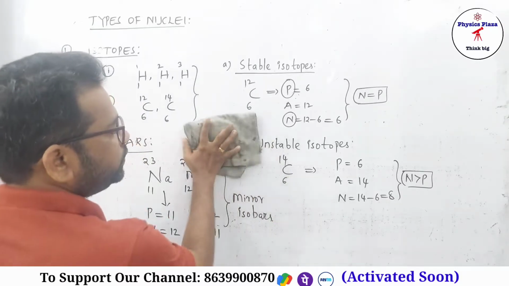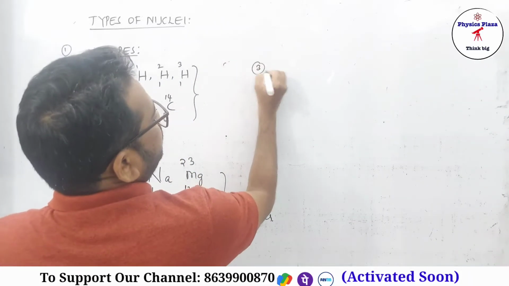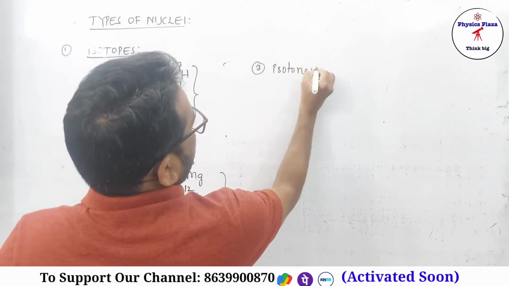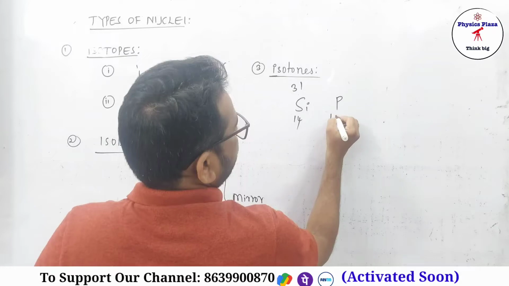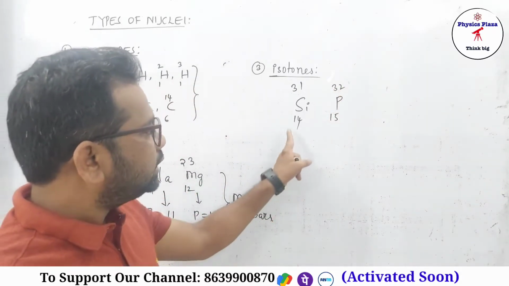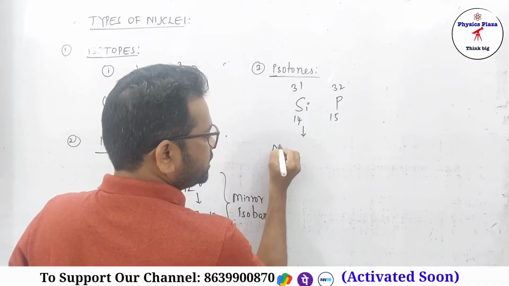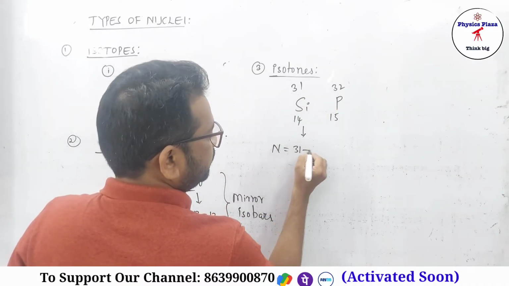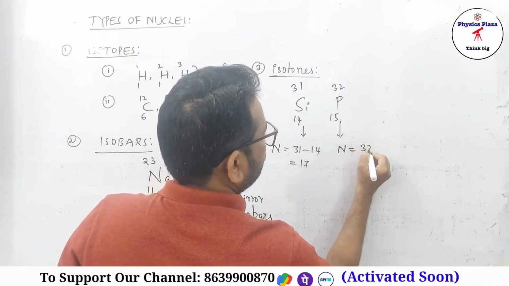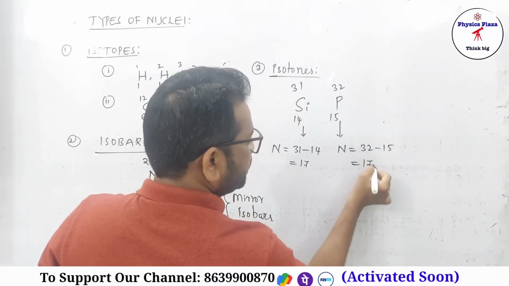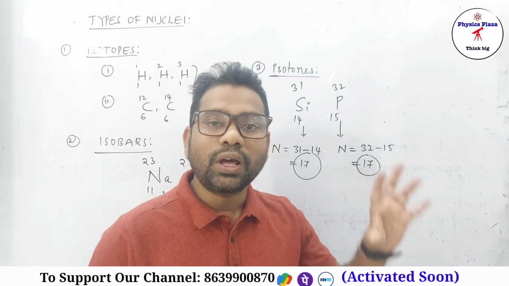Okay, fine. The last one is isotones, children. Look here. The third one is isotones. Silicon 1431, phosphorus 1532. Here neither the atomic number nor the mass number is the same. But look here, children. Let us try to find their neutron numbers. The neutron number is 31 minus 14, which is 17. Here also, the number of neutrons is 32 minus 15, which is also 17. Which means the number of neutrons is the same. So the atoms in which the number of neutrons is the same are called isotones.